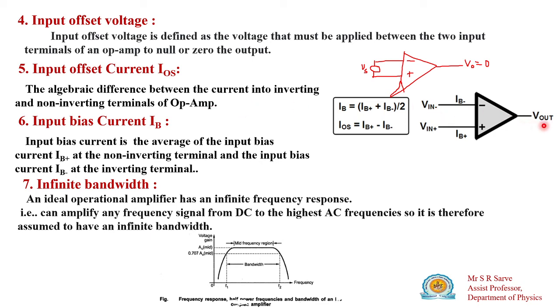Okay, when your output is 0, the difference between the inverting and non-inverting terminal currents is known as the input offset current. And if you take the average of these two currents, then it is your input bias current.